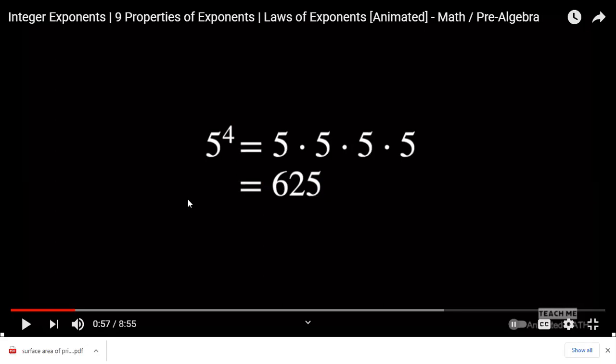What is the exponent? Multiply 5 by itself 4 times. How many times are we going to repeat the base? So we have 5 to the power of 4, so it's 5 times 5 times 5 times 5, and the answer will be 625. So this is the first example with integer exponents. Let's continue.